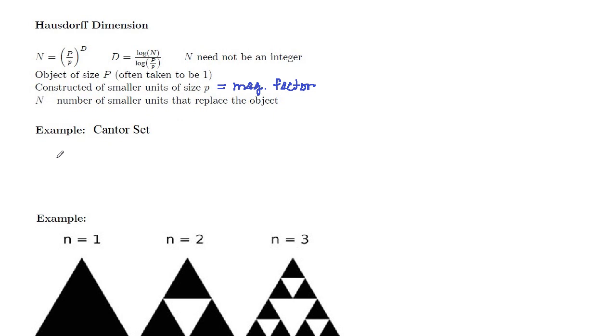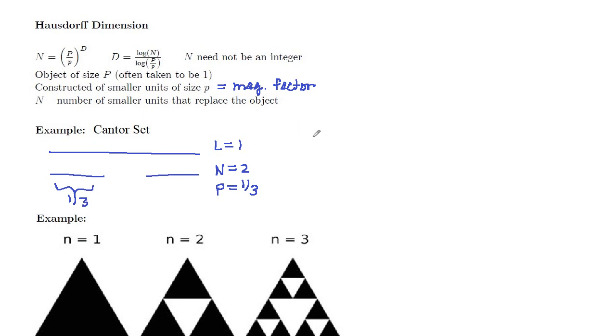So for the Cantor set here, we started out with something of size 1. So length here is equal to 1. And then we replace that by removing the middle 2/3, with 2 pieces. So cap N is equal to 2. And then little p is equal to 1/3. So each of these pieces was 1/3. So this is length 1/3, so 1/3 the size of the original.